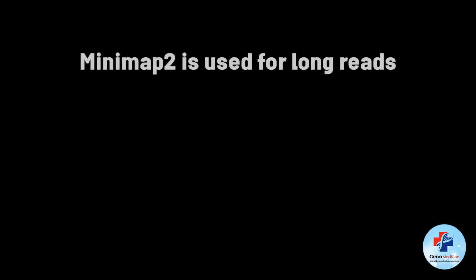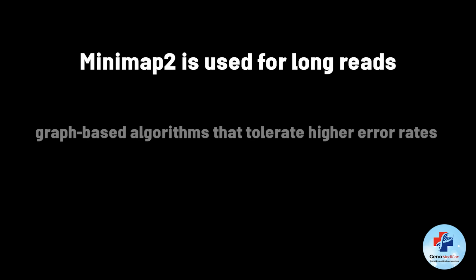For long reads, which are more error-prone, tools like Minimap2 use graph-based algorithms to tolerate higher error rates while still achieving fast and accurate mapping.